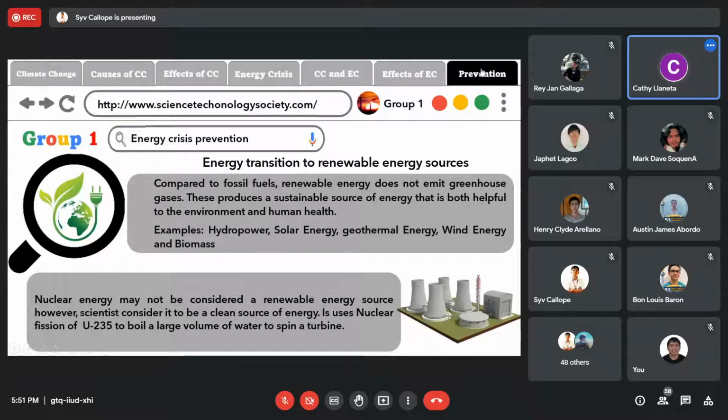An example of wind power energy is the Burgos Wind Farm, located in Luzon. The Burgos Wind Farm is the largest wind power project in Southeast Asia.